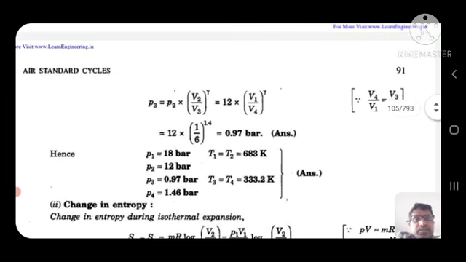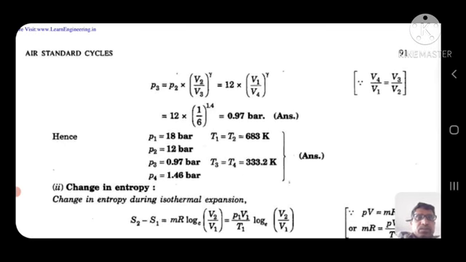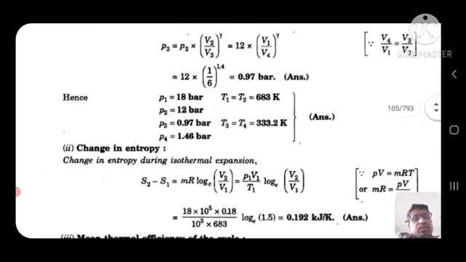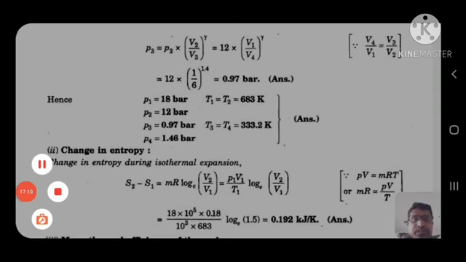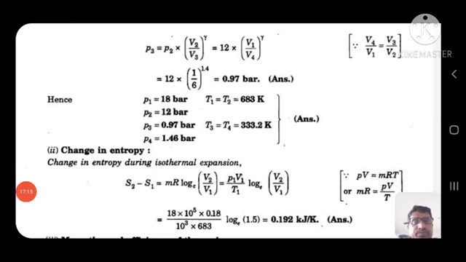For the air standard cycle, P3 is equal to P2 V2 by V3 whole to the power gamma, is equal to 12 into V1 by V4 whole to the power gamma. So 12 into 1 by 6 whole to the power 1.4, 0.97 bar. So therefore P1 is equal to 18 bar, P2 is equal to 12 bar, P3 is equal to 0.97 bar, and P4 is equal to 1.46 bar. So T1 is equal to T2, T3 is equal to T4.